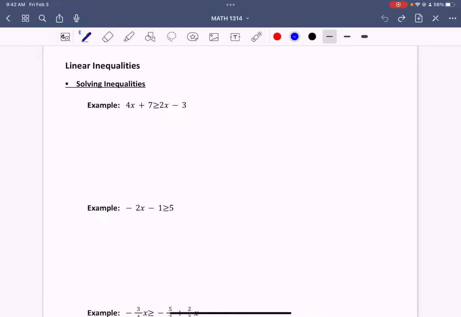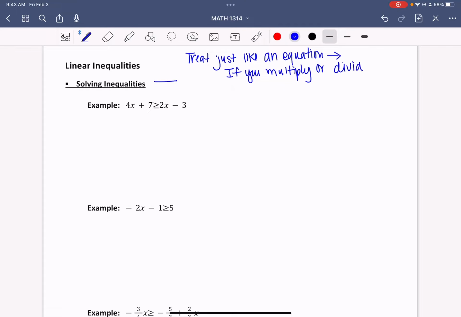Inequalities. In order for us to solve a linear inequality, or just solve inequalities, here's our process that we're going to do. We are going to treat it just like an equation, but if you multiply or divide by a negative on both sides, you want to flip the inequality.